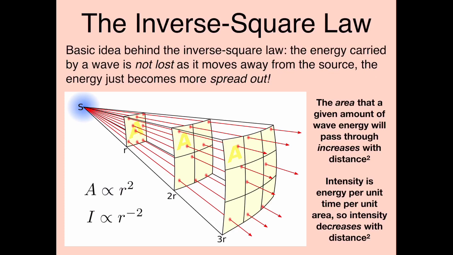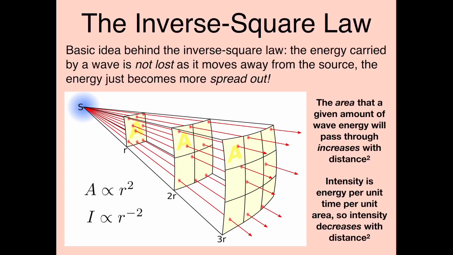And so let's try to understand the inverse square law in a more conceptual way. Because the basic idea is that the energy carried by the waves is not lost as it moves away from the source. The energy just becomes more spread out. And that's why the intensity goes down as you get further away from the source.